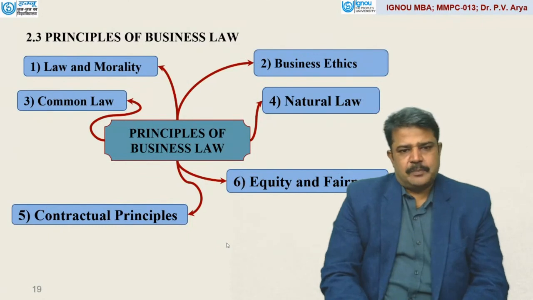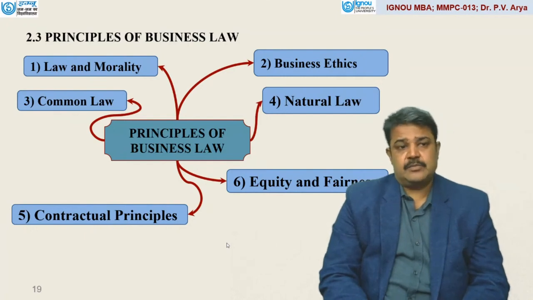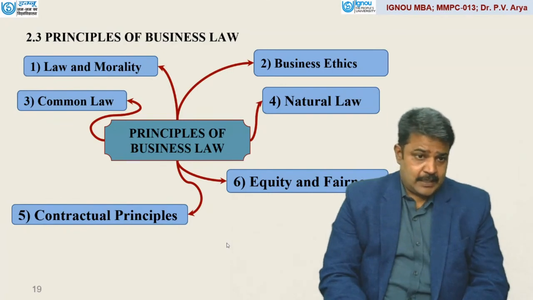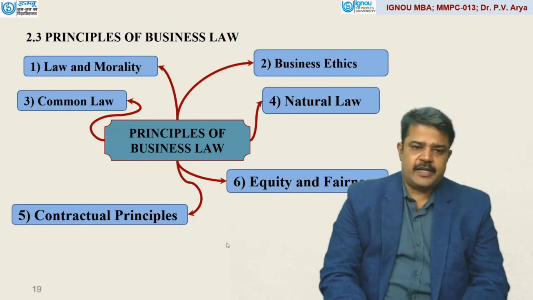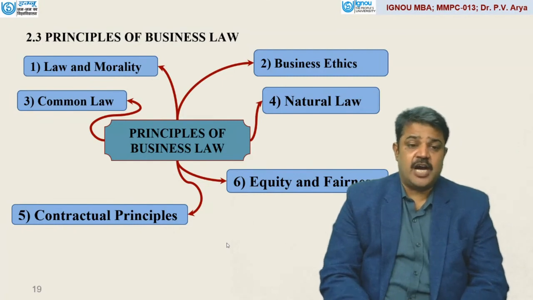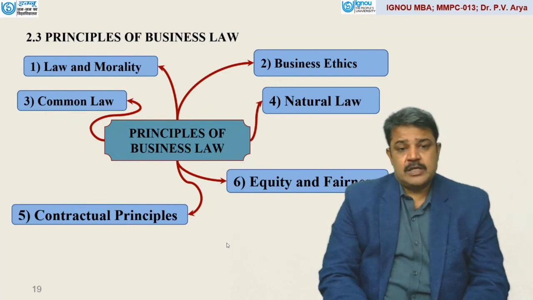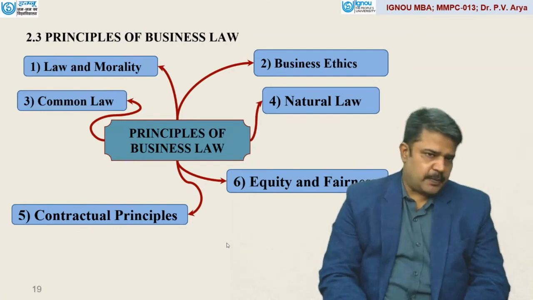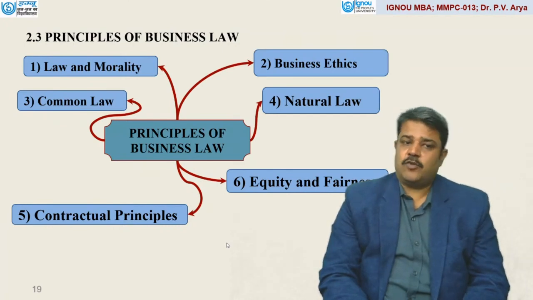Well, the basic principles of business law include that it must follow law and morality. Any activity which is against the law of the land, against moral principles, is not allowed, and definitely there is no business law to support it. There are business laws to prohibit such activities. Then business ethics. All the business activities must comply with standard ethical principles. Anything that is unethical cannot be entertained, cannot be allowed, cannot be run for a long time under the umbrella of law. Then common laws.